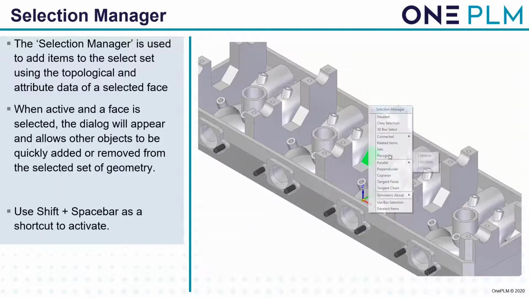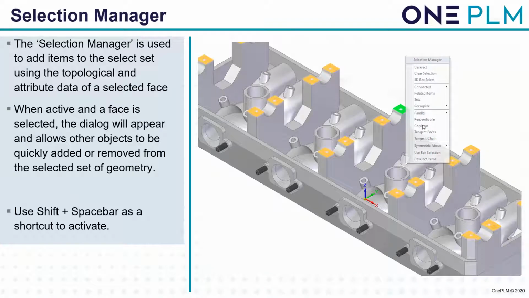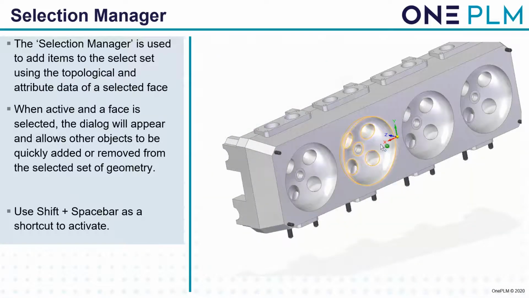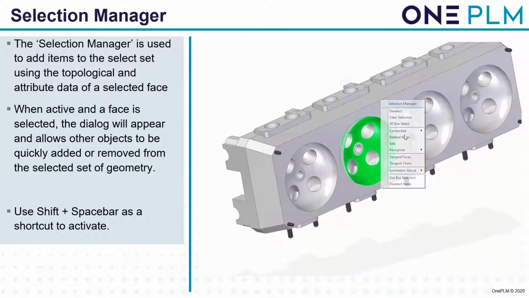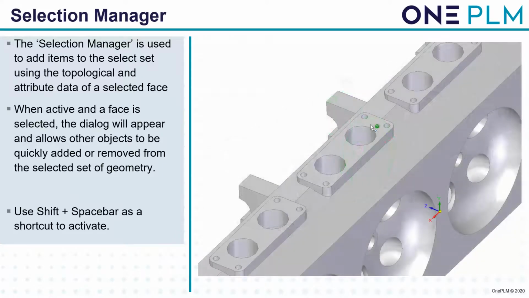Selection Manager is used to add items to the select set using the topological and attribute data of a selected face. When active and a face is selected, the dialog box will appear and allows other objects to be quickly added or removed from the selected set of geometry. We can use Shift and Spacebar as a shortcut to activate. So you can see we select that face on there, connected interior faces. It's showing those faces that are connected to that item.